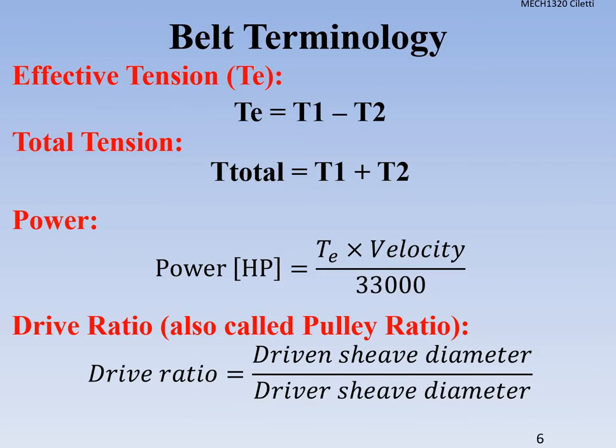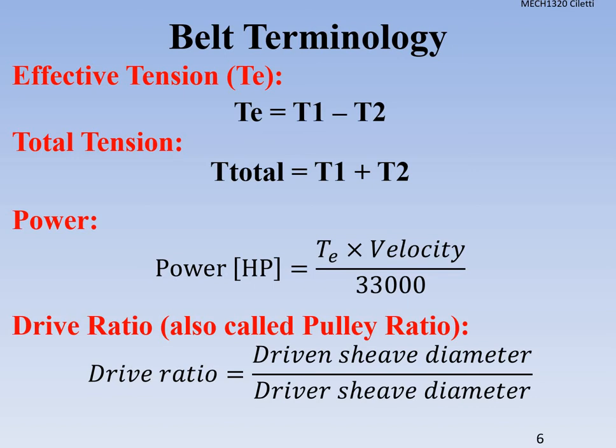Okay, so let's get through some terminology here. We want to find the effective tension. We'll do some calculations at the end on a sample problem. We're going to look at the effective tension, so TE. It's T1 minus T2, where T1 is the tight side and T2 is the slack side. So effective tension we subtract.